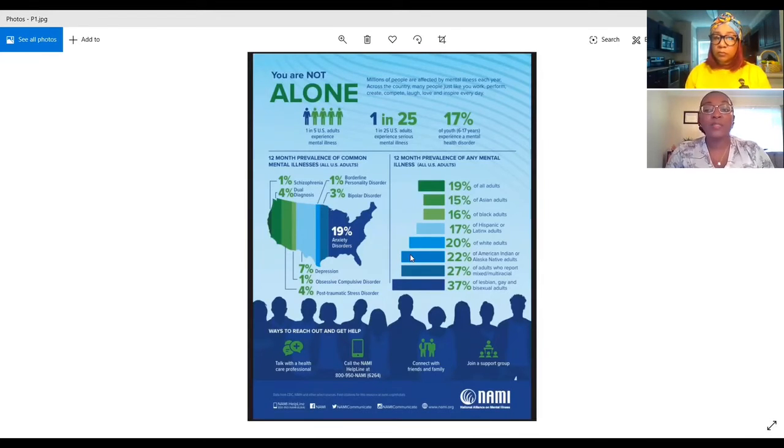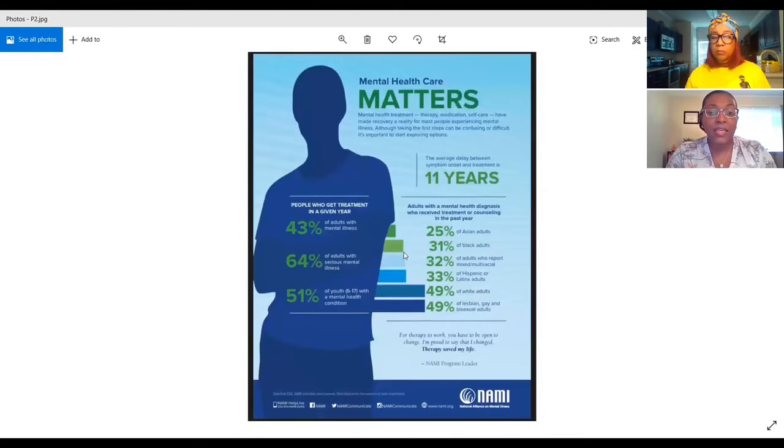And 1 in 25 will experience a serious mental illness, which is 4.6% of the population and constitutes 11.6 million people. And out of that, 17% of U.S. youth age 6 to 17 experience a mental illness. Now, I want you to know here that out of that 47.6 million people, only 43% of those adult individuals receive some type of treatment for mental health issues. And of the 11.6 million people, only 64% receive treatment for a serious mental illness, and 51% of all youth between the ages of 6 and 17 receive some type of treatment for mental illness.